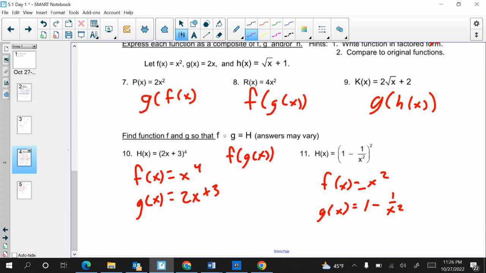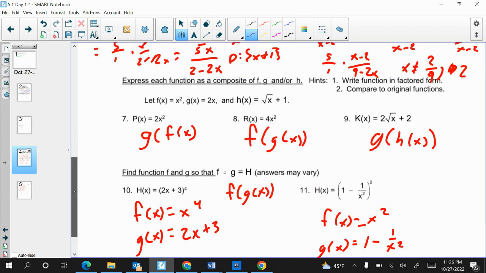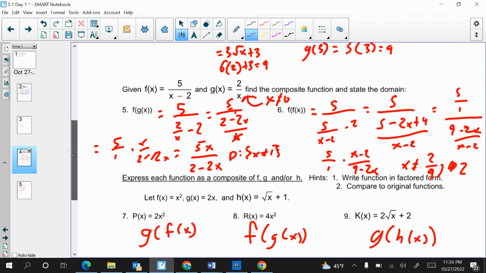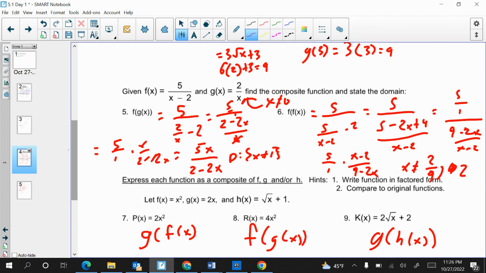If you want to look at my work for number 6, if you want to practice that, here it is, similar idea. That first one we just did was from here and here. And here, it's kind of hard to see, but x cannot be 2 over 9 or 2. So if you want to check it out, you can look there.